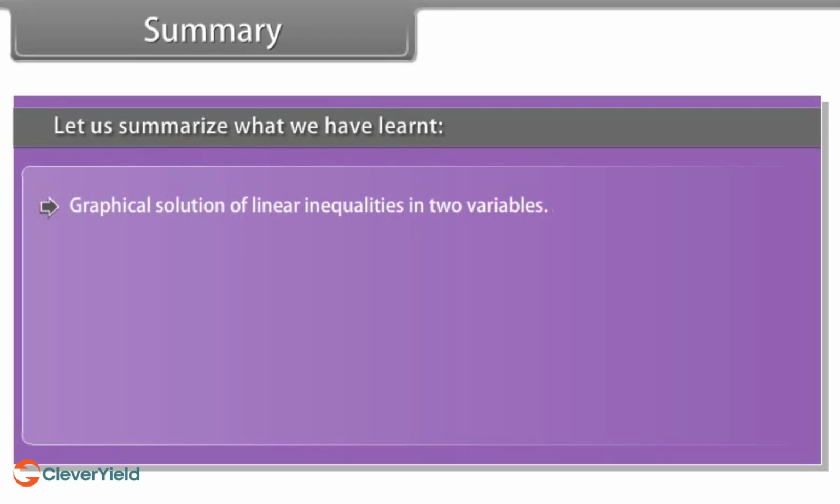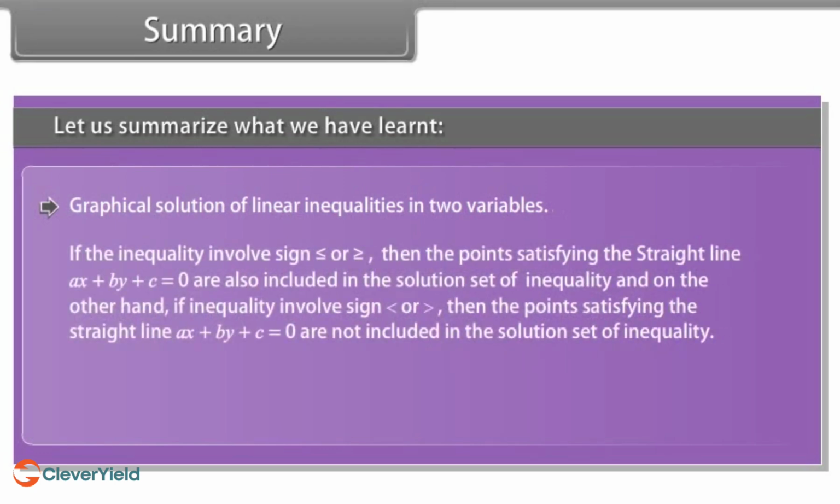Graphical solution of linear inequalities in two variables. If the inequality involves the sign less than or equal to or greater than or equal to, then the points satisfying the straight line ax plus by plus c equals 0 are also included in the solution set of the inequality, and on the other hand, if the inequality involves the sign less than or greater than, then the points satisfying the straight line ax plus by plus c equals 0 are not included in the solution set of the inequality.